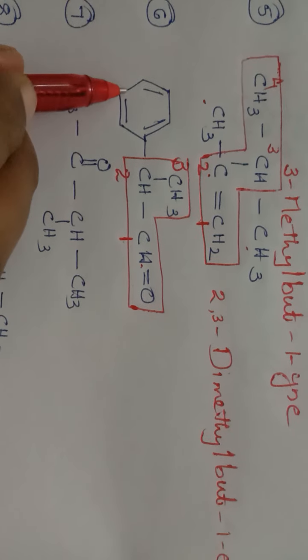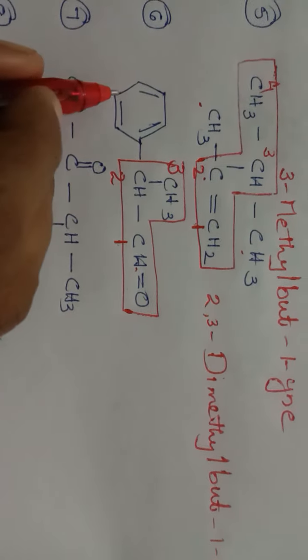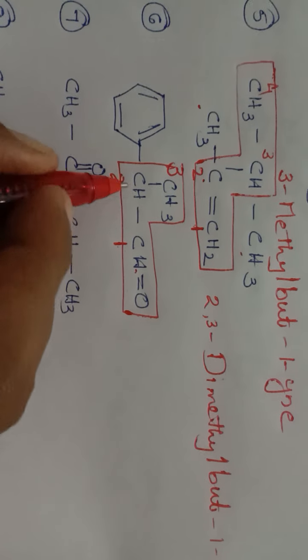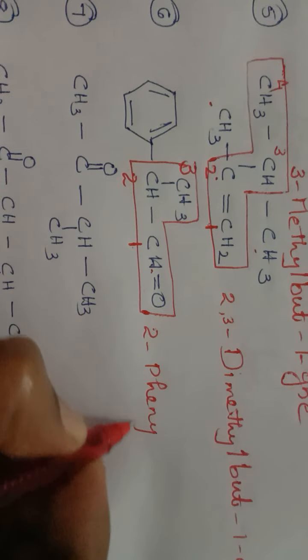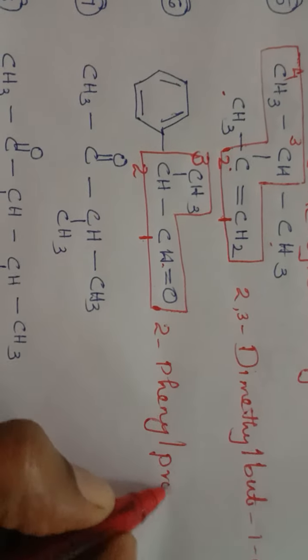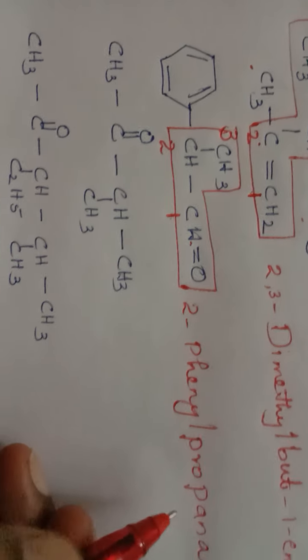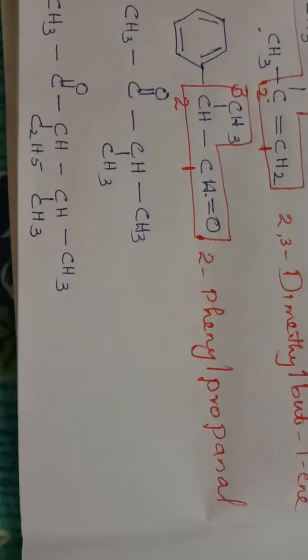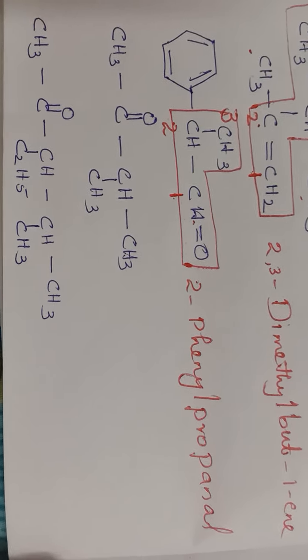Second carbon atom contains the phenyl group. This benzene ring, when it comes as a branch, we name it as phenyl. Phenyl group is on carbon number 2. So 2 phenyl. 3 carbon containing aldehyde, word root propanal. 1 is not needed, you can write propanal. 2 phenyl propanal is the compound.